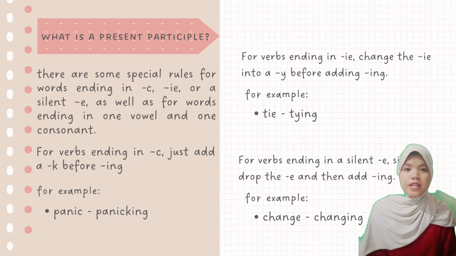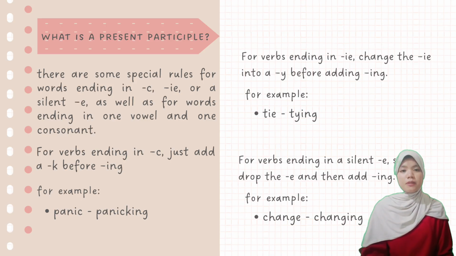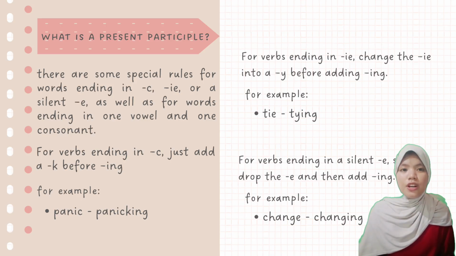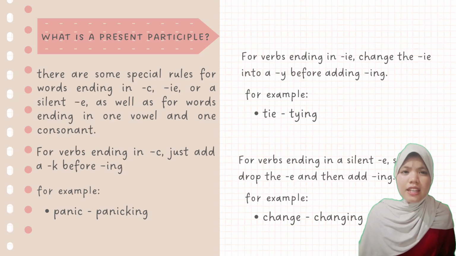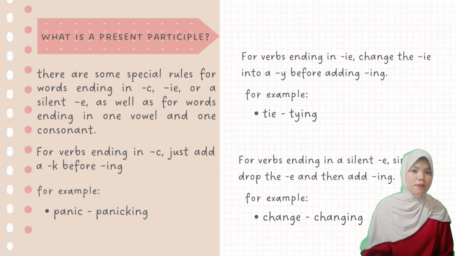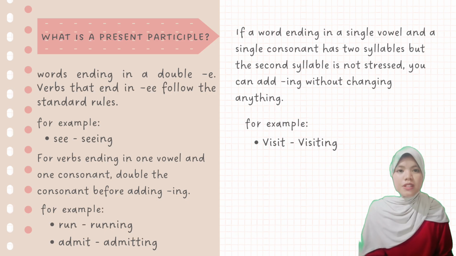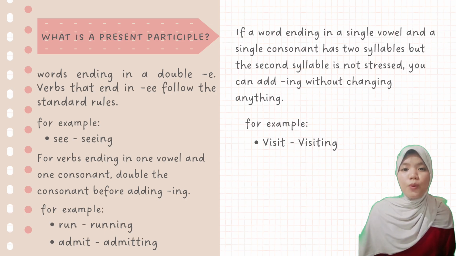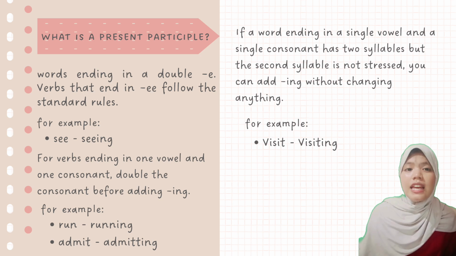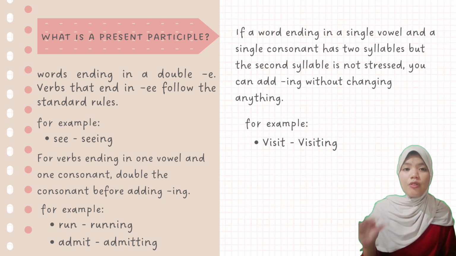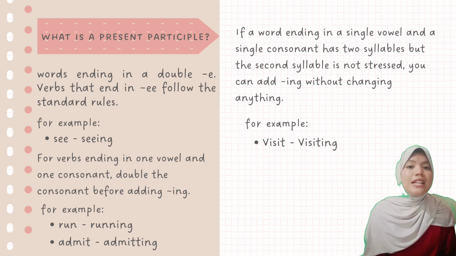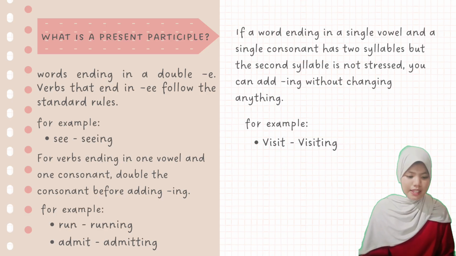For verbs ending in a silent e, simply drop the e and then add ing. For example, change becomes changing. Please note that this does not include words ending in a double e. Verbs that end in ee follow the standard rules. For example, see becomes seeing.